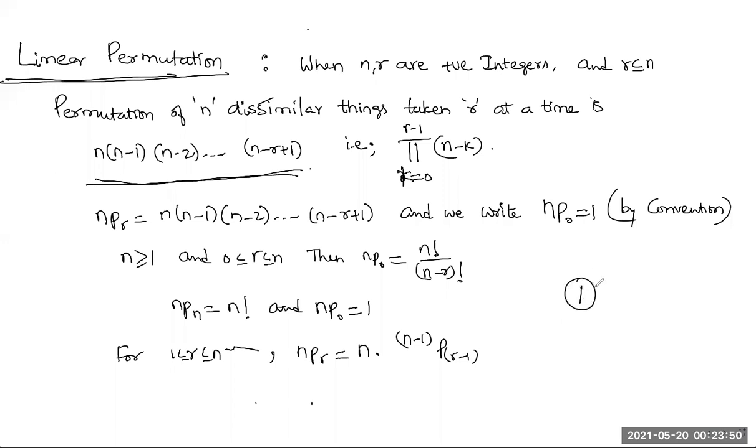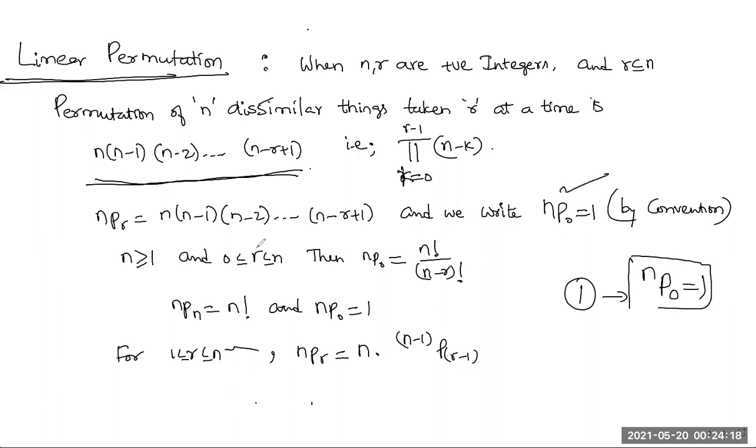There's only one way in which, out of the n elements, you cannot choose any number. If you cannot choose any number, you cannot arrange that number also, because you have chosen nothing. So by convention, by applying general logic, nP0 will be equal to 1, because there is only one chance in which, out of n elements, you are not choosing anything. Okay, so by convention we can write nP0 equal to 1.